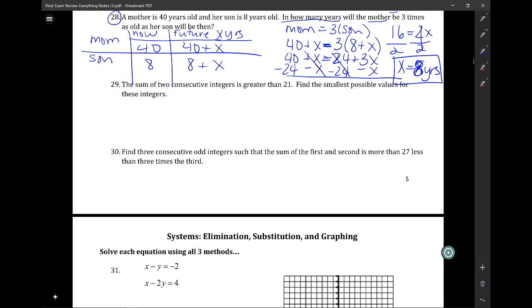It says consecutive odd again, and I need 3 of them. So we just did those let statements, so I'll just quickly jot those down. Such that the sum of the first and the second, so if I add the first and the second together, is more than. That's when you know it's an inequality. If you see the word "is more than", not just "is 27", it's "is more than 27". So it's greater than 27 less than 3 times the third.